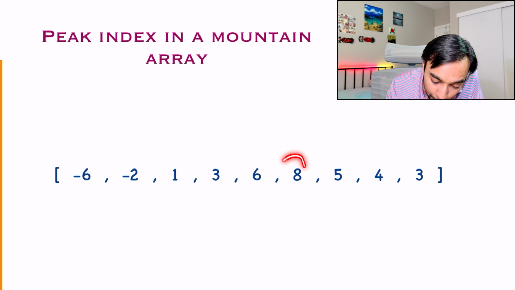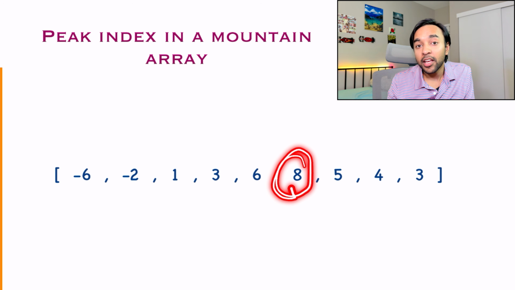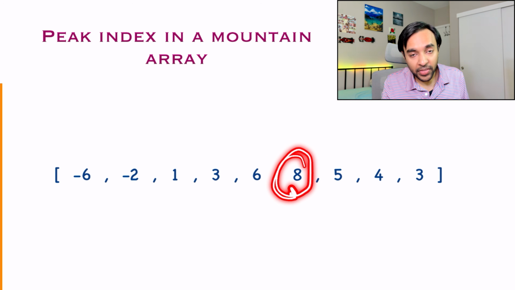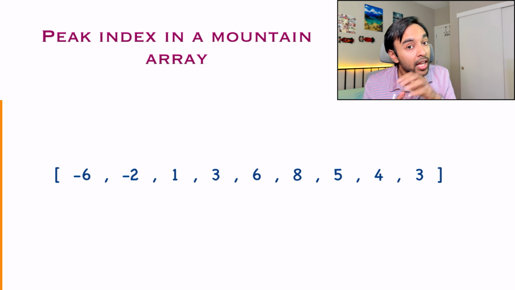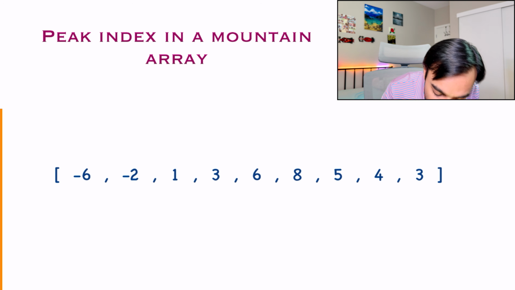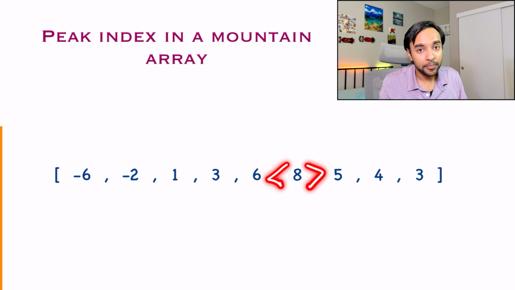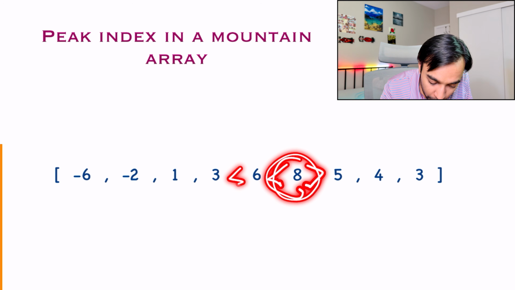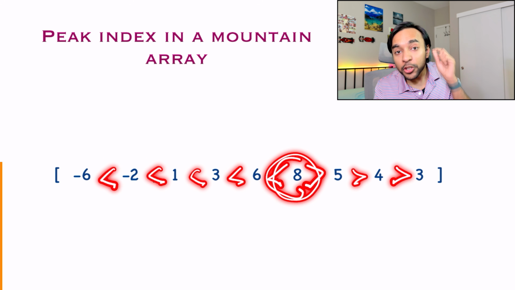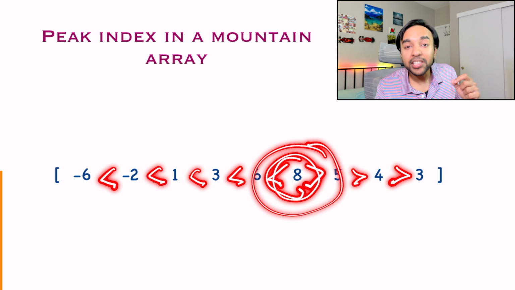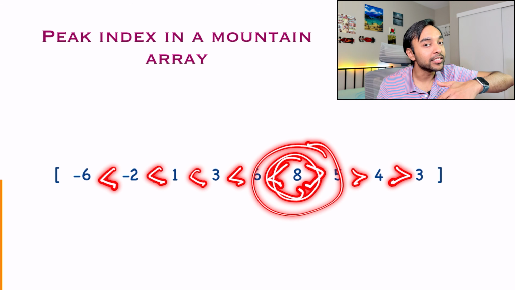Where is the peak? The peak is this particular element. You have to return this location. But you are not searching for 8. Neither are you searching for any specific element. What are you searching for? You are searching for an element which is greater than the left element and which is greater than the right element. And this is true only for the peak element. If you notice, for all the other elements, this is not the scenario. You will only have one element which is greater than its left and right as well.